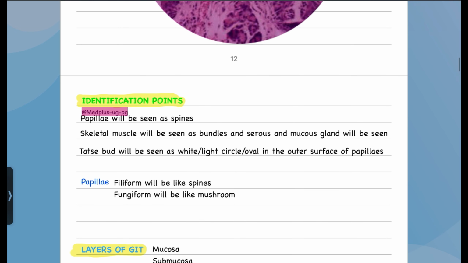Identification points: we can identify it easily by looking at the spines, which are nothing but papillae, and we can see skeletal muscles and taste buds if we look properly.